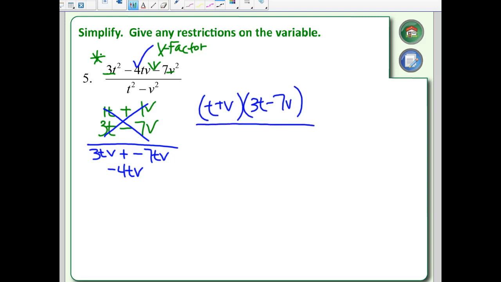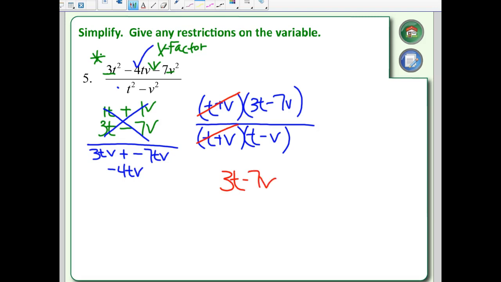Let's look at our denominator. No GCF, but there's only 2 terms. Do you recognize what that is? Great. That's difference of perfect squares. So to factor that, I need conjugates or sum and difference. Now that we've factored everything completely, what will cancel? That's right. We can cancel the t plus v's. So final answer, 3t minus 7v.